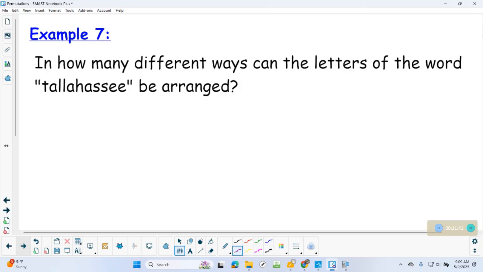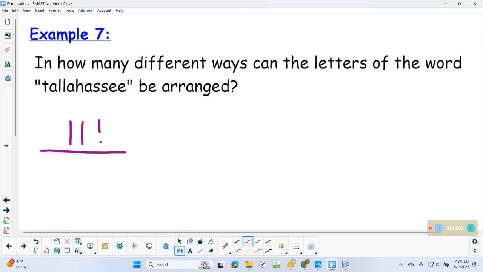So you're like, what is all this craziness? How many different ways can the letters in the word Tallahassee be arranged? Good thing this isn't a spelling test. Okay, first question for you. Count for me. How many total letters are in the word Tallahassee? 11.